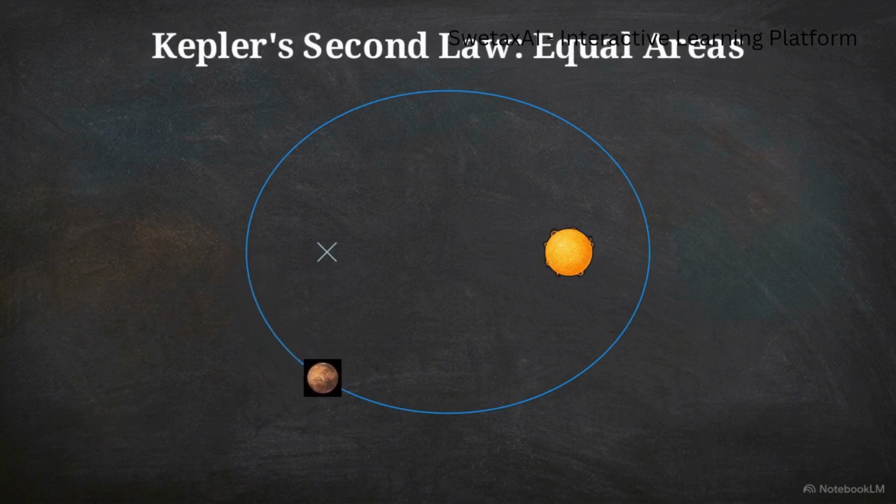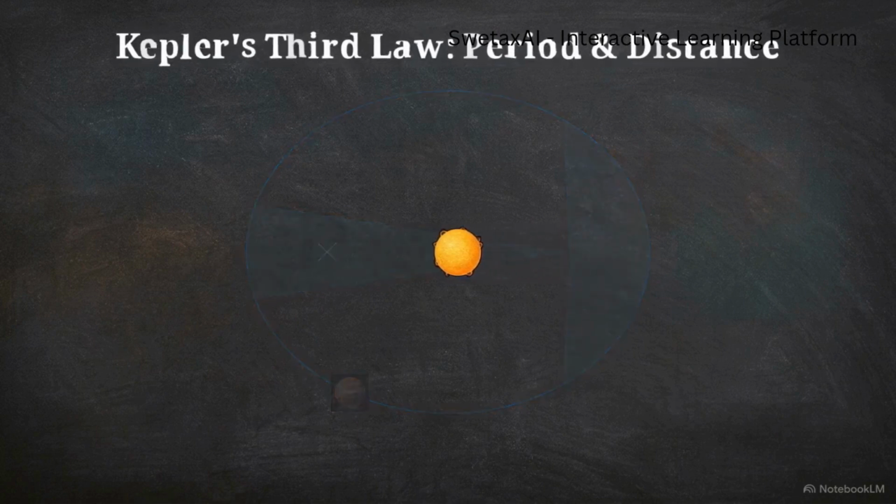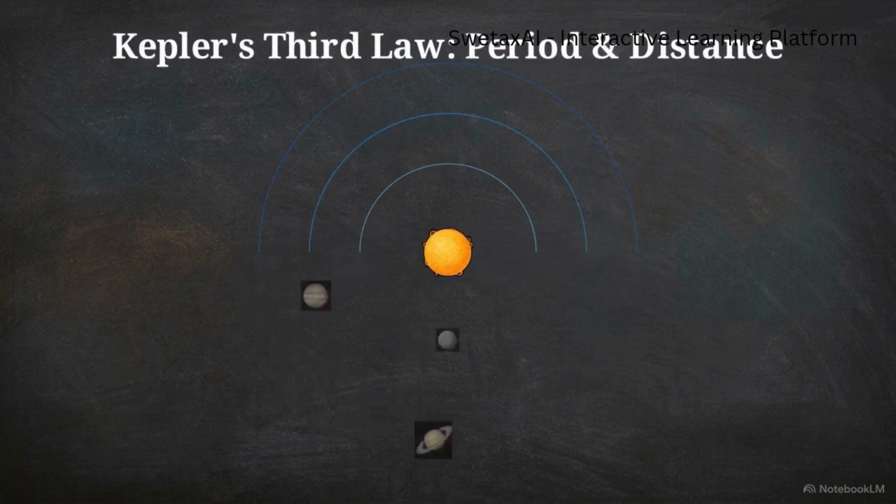Kepler's second law dictates that a line drawn from the planet to the Sun sweeps out equal areas in equal amounts of time. Watch the sector swept out when the planet is physically closest to the star. To sweep out the exact same area over the exact same time when further away, the planet must change speed. It dynamically accelerates when near the Sun and decelerates when far away to conserve angular momentum.